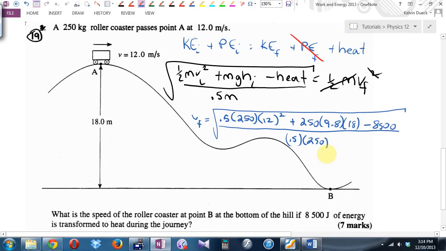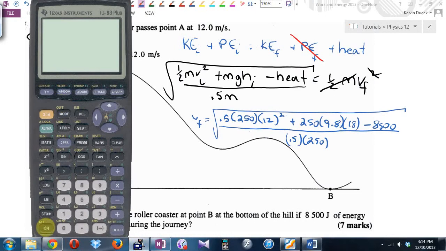Am I wrong? I heard somebody whispering. Did I make a mistake? No, I'm good. Holy smokes, because I've been terrible today. A half mv squared plus mgh minus 8,500. Double check my typing. Yes. Divided by bracket 0.5 times 250. Square root. And I get, I hope, 20.7. I hope that's right.